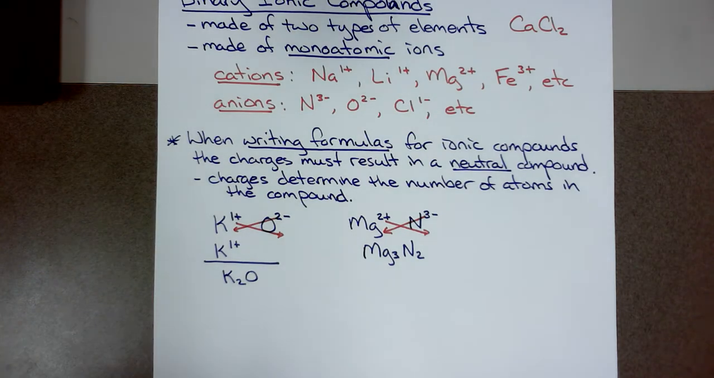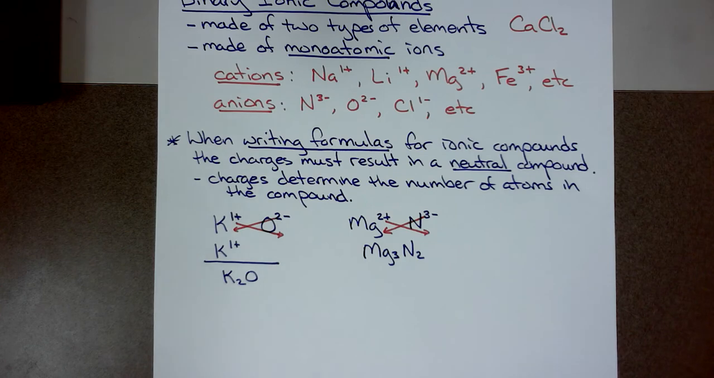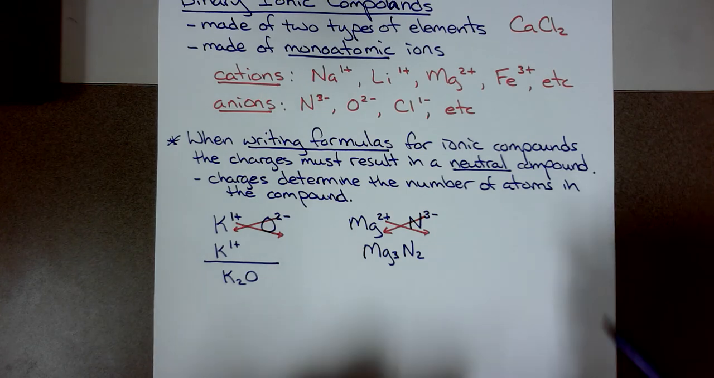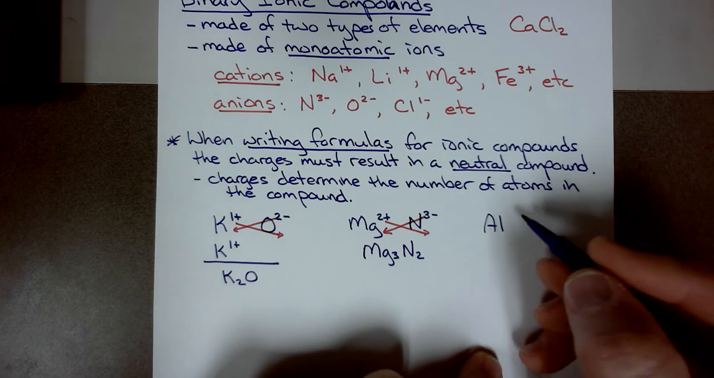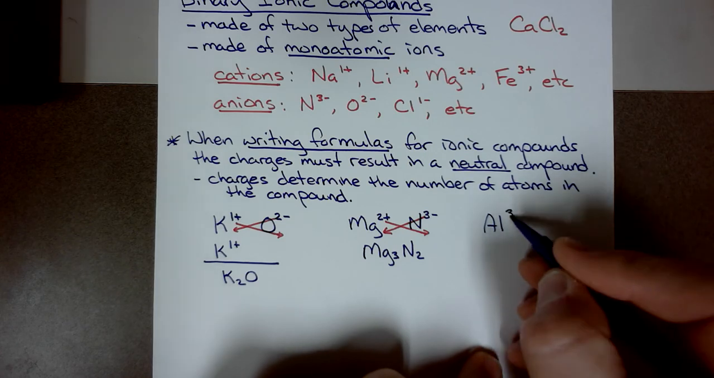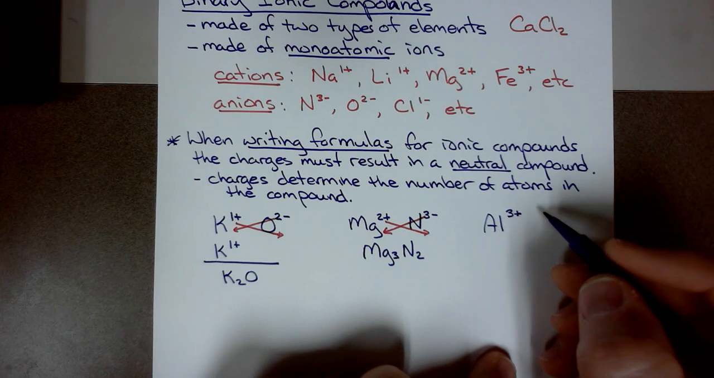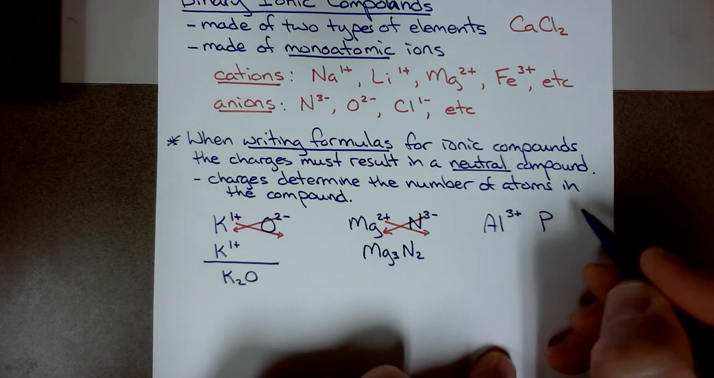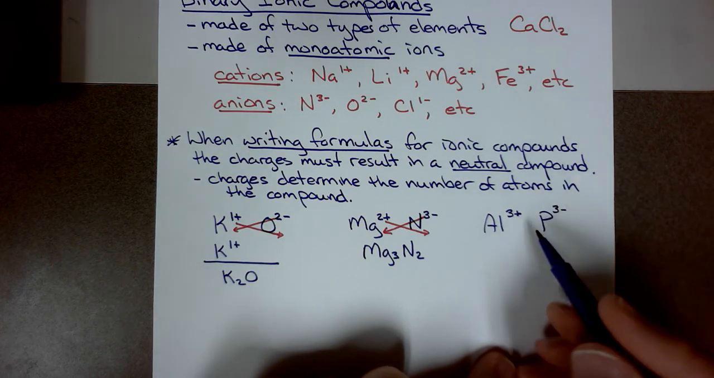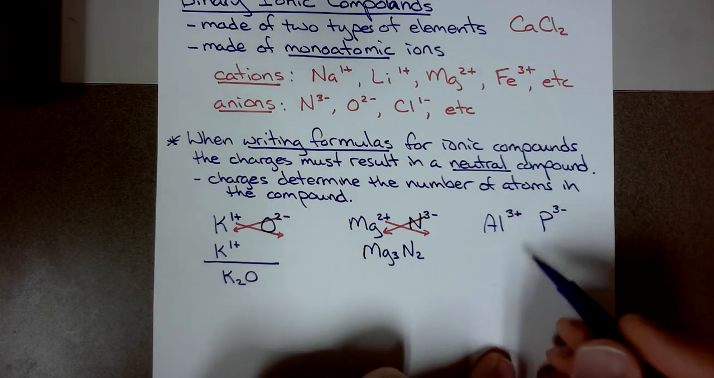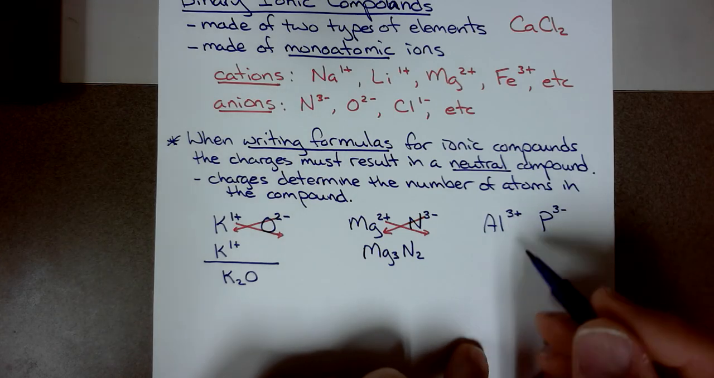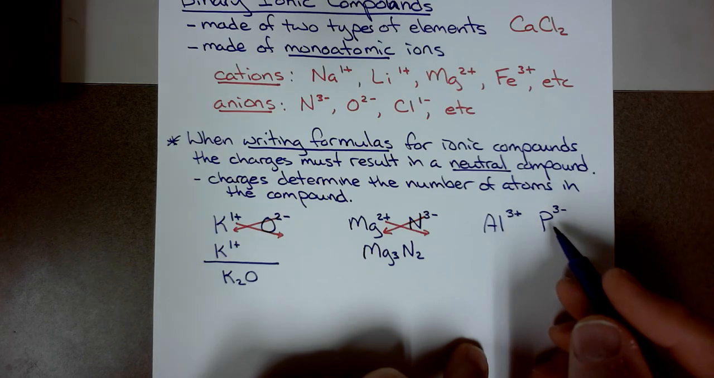Now, you have to be aware, though, that sometimes this doesn't really work, and that would be, for example, if I have aluminum, that is a 3 plus charge, and a phosphorus, that is a 3 minus. Well, we already know that's a 1-to-1 ratio. That becomes neutral. So all I would have to do is write AlP, aluminum phosphide.